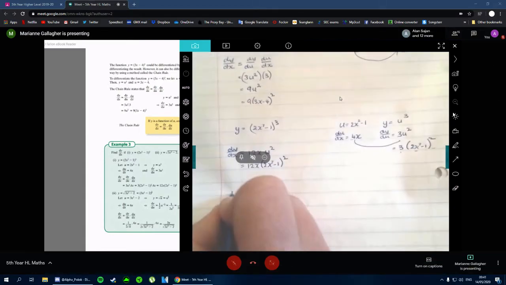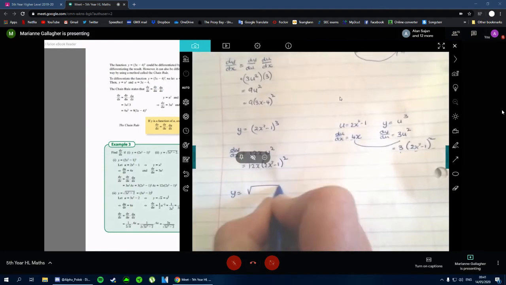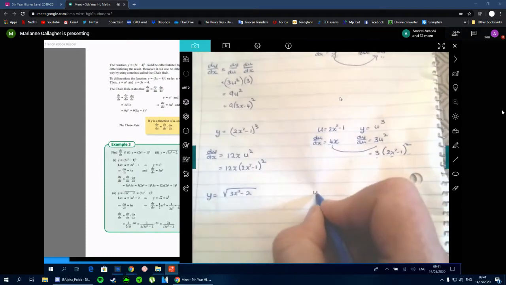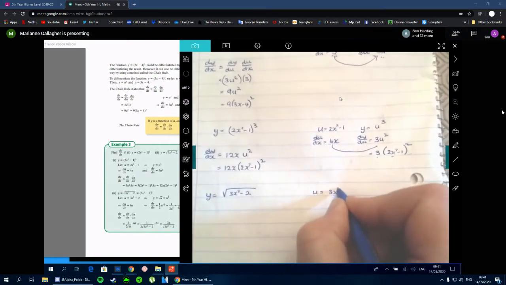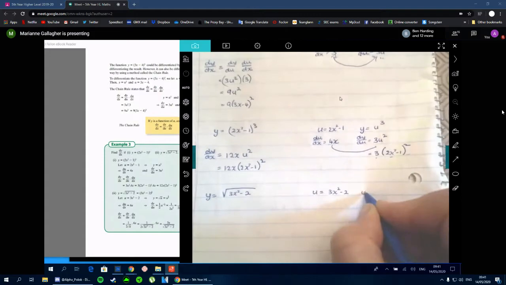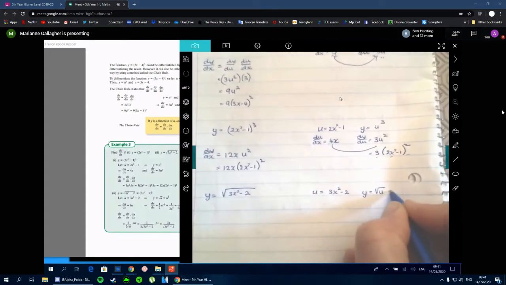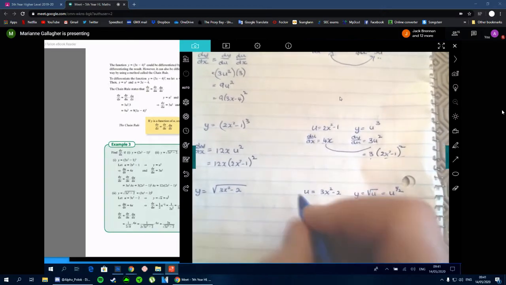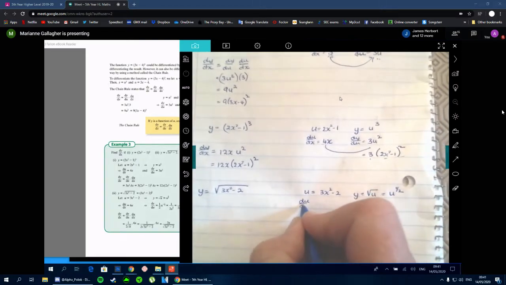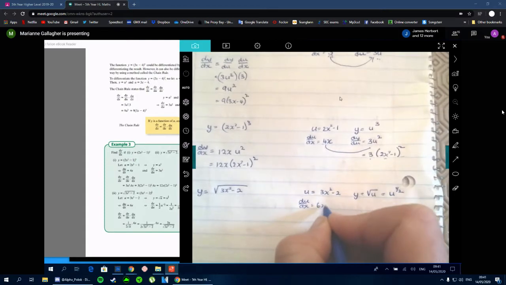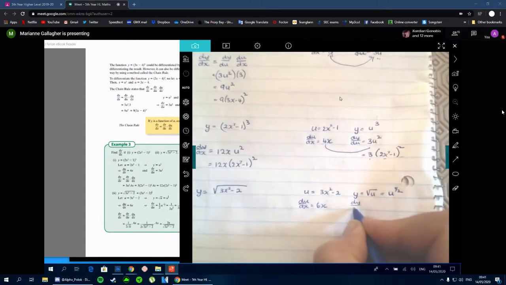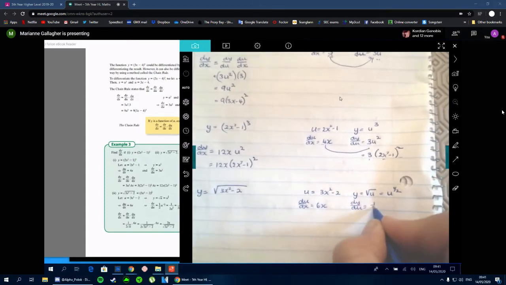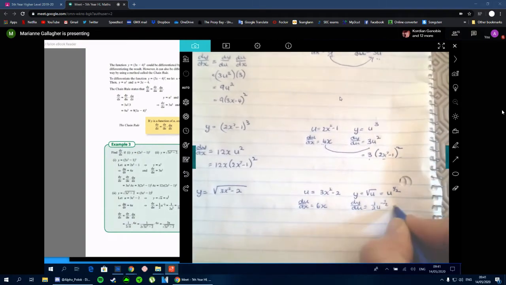Now we do the next one. y is equal to the square root of 3x squared minus 2. So u is, the first thing you would do, 3x squared minus 2, and then y is equal to the square root of u, and we need to write that as a power so that we can use our rule. And then du/dx is equal to 6x, and dy/du is equal to a half u to the minus a half, which we now know is 1 over 2 root u.